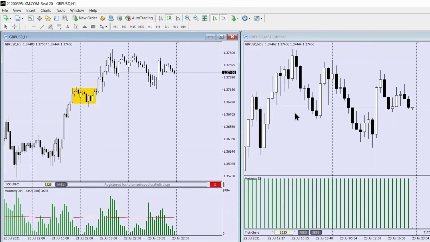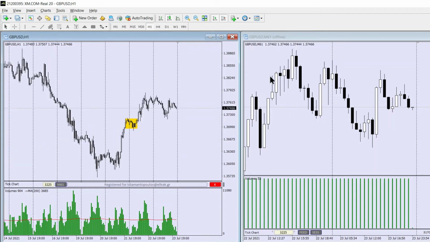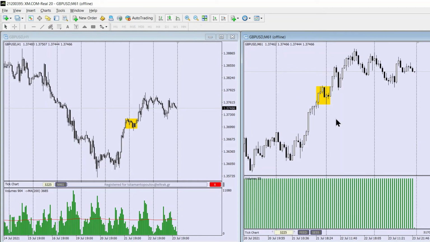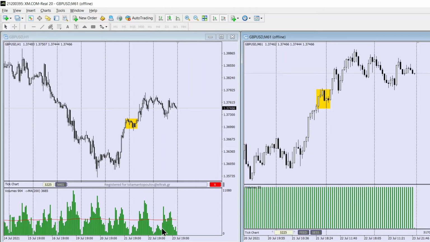Another disadvantage is that if you have too many offline charts, for example, let's say 20 offline charts, your computer gets really slow. I don't know if it's a problem of the indicator or of MetaTrader. I think it's most probably MetaTrader, but I'm not sure about that. So you need a fast computer. And let's look now at how the Weis wave looks in both cases.